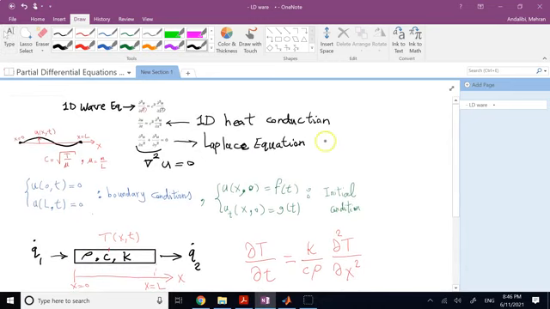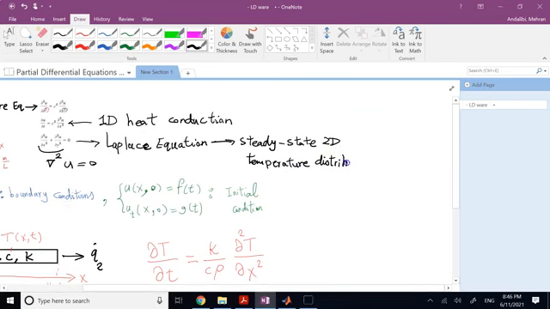So you can say, for example, steady state 2D temperature distribution. Okay, that's one of the applications.